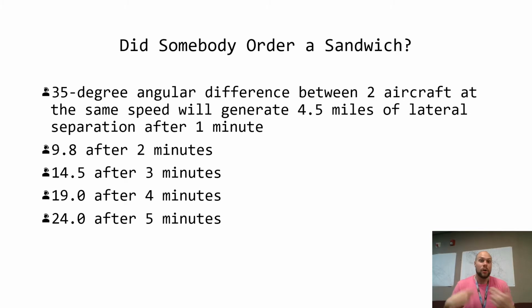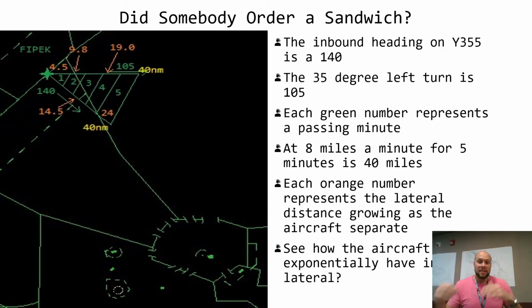Okay, so let's keep going with this. All right, stay with me. Okay, so let's apply this to FIPEC, right? So we know the inbound heading on Yankee 355, going southeastbound towards Poya, then joining Route 7 to San Juan as per the pref routing, is about a 140 heading. Our 35-degree left turn, that vector we gave, is about 105, right? 140 minus 35 gives us 105.